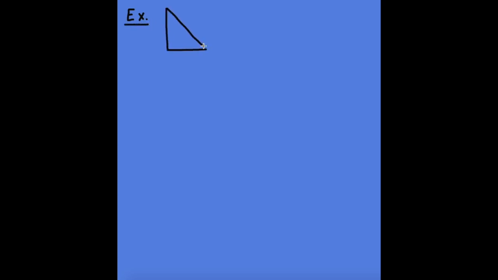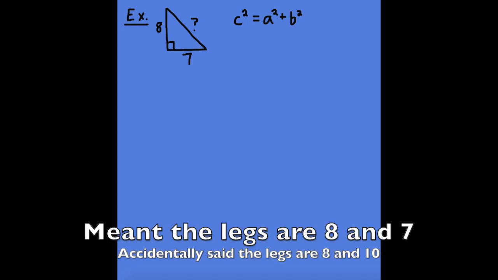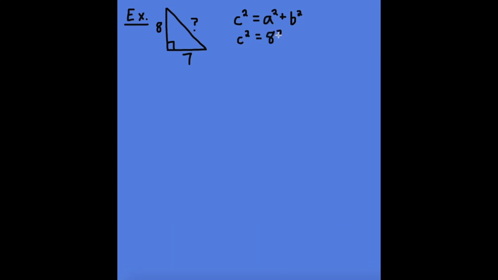If we have a right triangle here, with the legs being 8 and 7, what is the third side of the triangle? Since the problem gave you the two legs, you know that you are solving for the hypotenuse, which is the side opposite the right angle. So we have the formula c squared equals a squared plus b squared. The legs are 8 and 7, so we will substitute the numbers in this formula for a and b. We will get c squared equals 8 squared plus 7 squared.